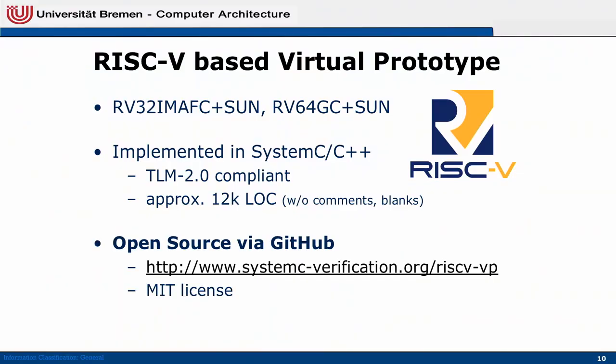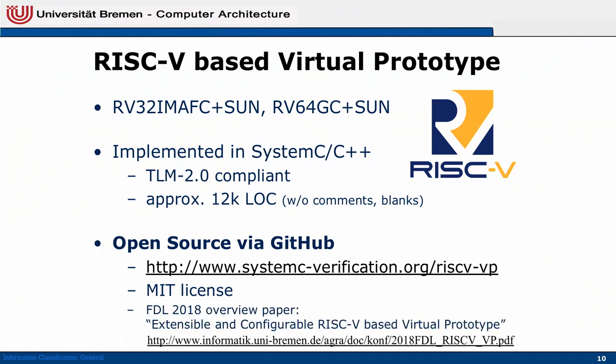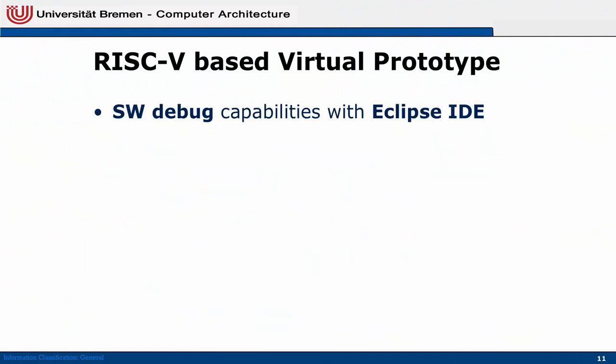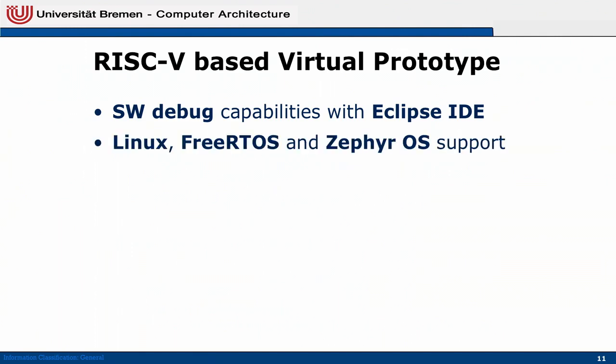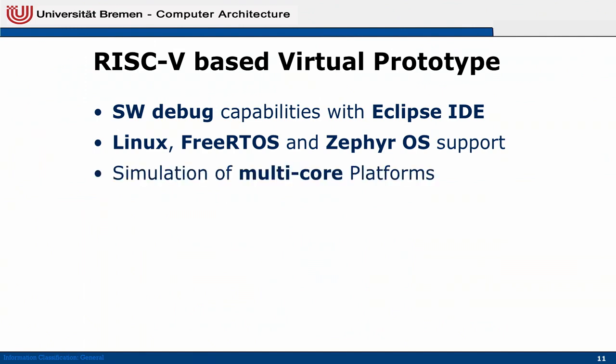Hi, I'm Vladimir from the University of Bremen, and at my poster I present to you our RISC-V based virtual prototype that we've built at the University of Bremen. We provide a 32 and 64-bit RISC-V core with almost all standard extensions. It's implemented in SystemC TLM and is available open source under MIT license. Key features of the VP include software debug capabilities using the Eclipse IDE, support for the Linux operating system and some other operating systems, and also support for simulation of multi-core platforms.